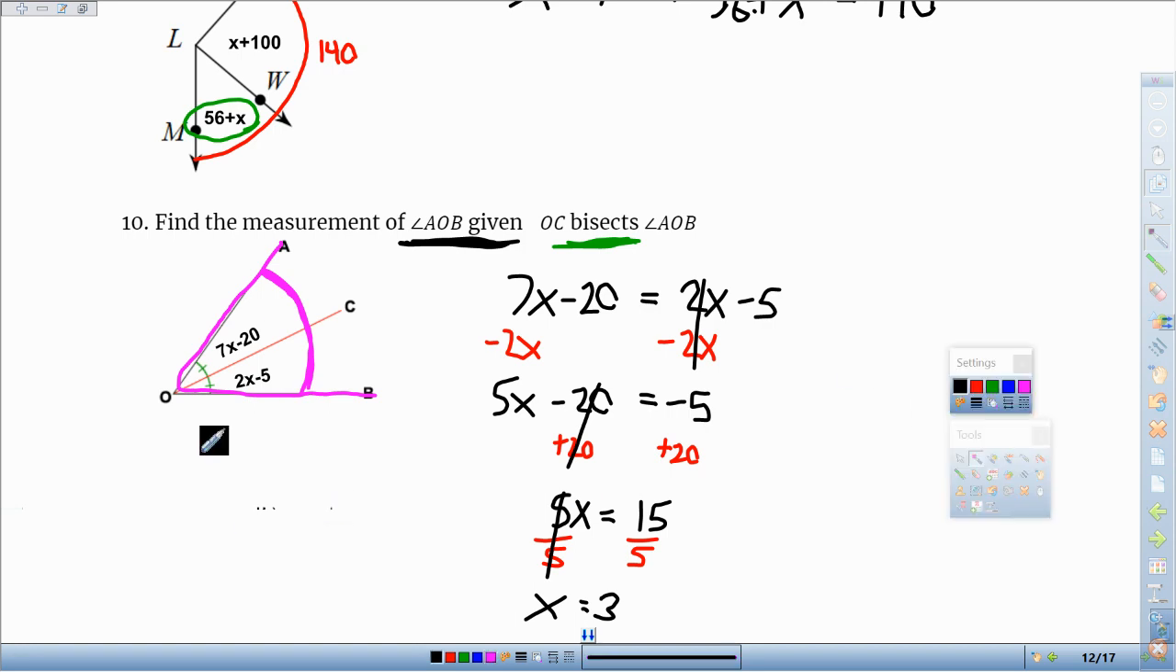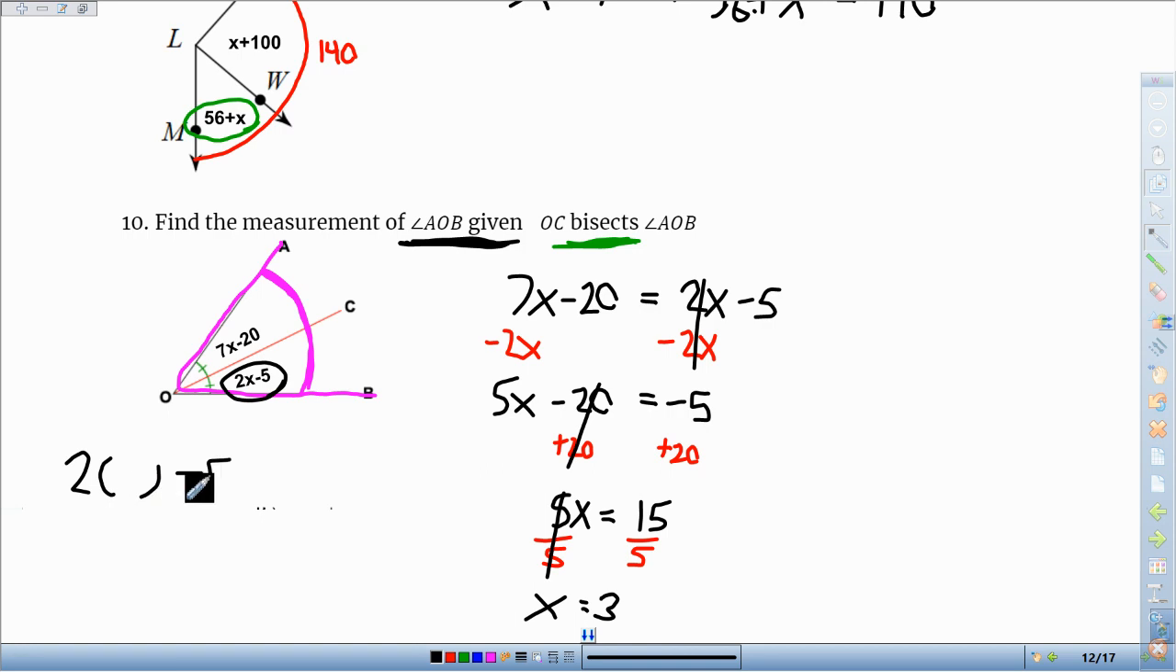Okay, so let's off to the side, start by plugging it into just one of these. Let's plug it into this guy. So 2 times x minus 5. We just figured out what x is. It's 3. So 2 times 3 is 6. 6 minus 5. It looks like the measure of this angle is 1. So this is a 1 degree angle. So just to put it in there, 1 degree.